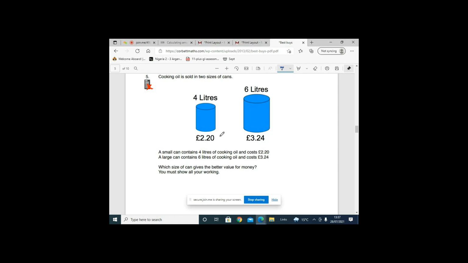So divide 2.2 by 4. That's going to be 55p. Then you divide the 3.24 by 6. That's 0.54. So this one is better value for money. So it's cheaper. 1 liter costs 54p here, while 1 liter costs 55p there.